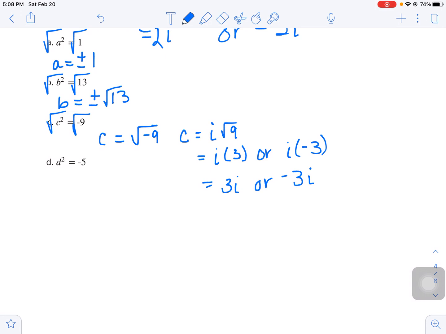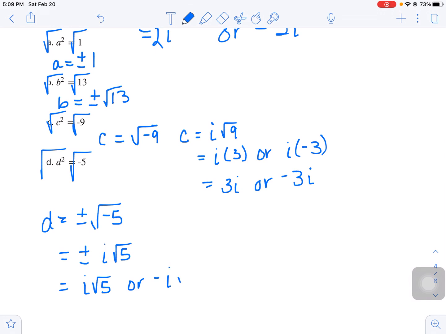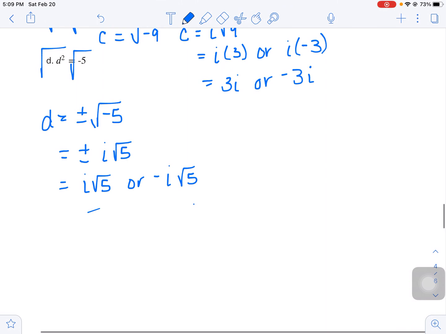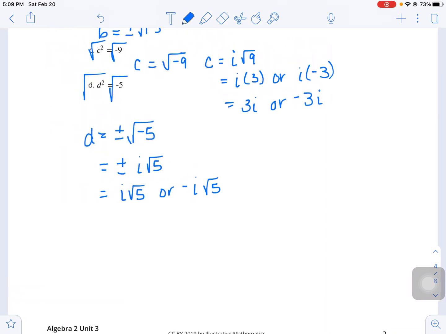And then similarly, if I take the square root of both sides on d here, I'll get d is equal to plus or minus the square root of negative 5. And then I want to write the square root of negative 5 as i times the square root of 5. And so I have i times the square root of 5 or negative i times the square root of 5. And then I can just leave them like that. They're best left in that form if you have a square root, because you don't want to confuse it with that i under the radical or something like that. So we'll just leave it like that.